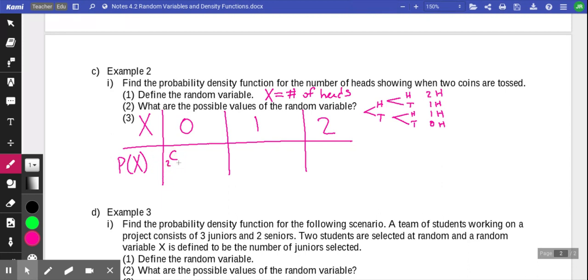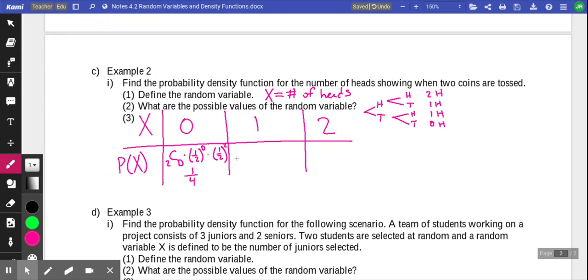In this case, we have 0 heads, and we defined having heads as a success. So this is going to be 2C0, times the probability of getting heads, which is 1/2, raised to the 0 power, times the probability of getting tails, which would also be 1/2, raised to the 2nd power. Multiplying all of this out gives us 1/4.